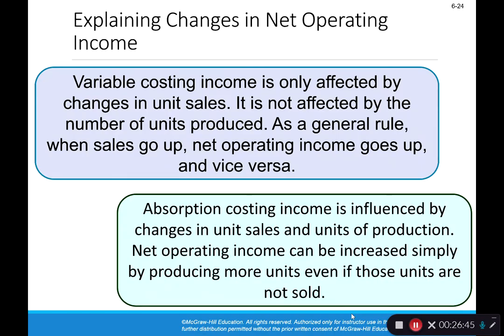Variable costing is only affected by changes in unit sales, which seems to make sense, right? If I sell more, I should make more money. If I sell less, I should make less money. So that's how variable costing works.